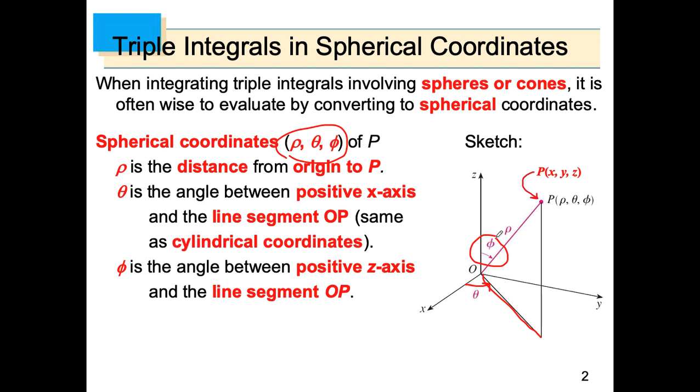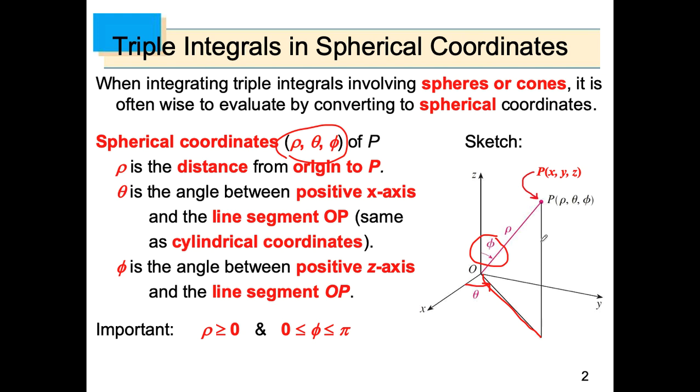A couple very important facts, though. One fact that you'll need to know is, first of all, rho must be positive. It must be greater than or equal to 0. It's not like r in polar coordinates or cylindrical coordinates where r could be negative. Rho must be positive at all times.